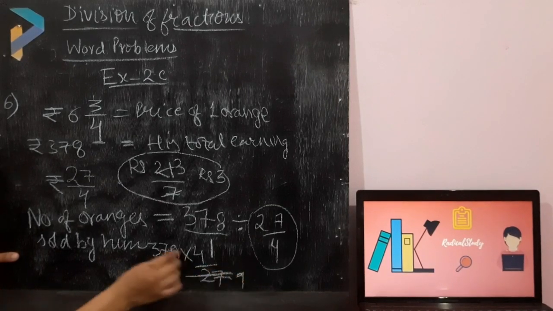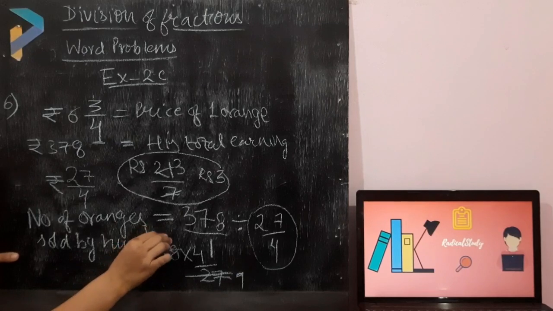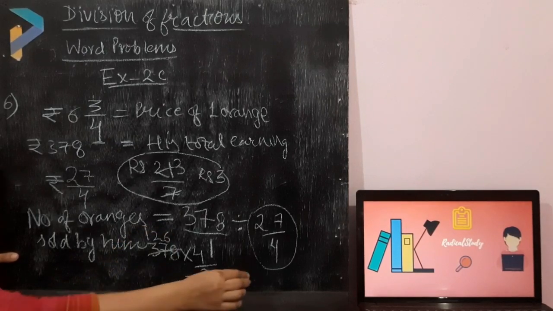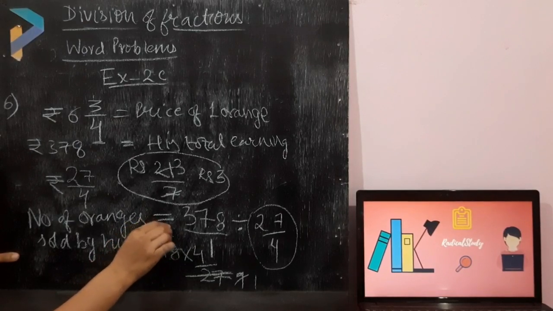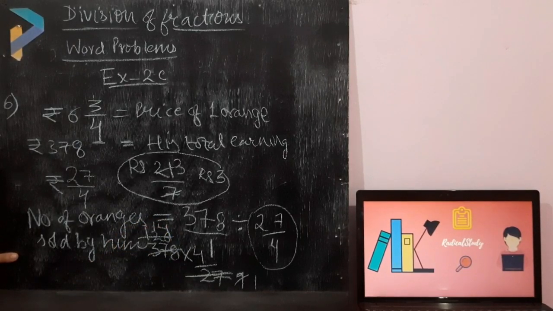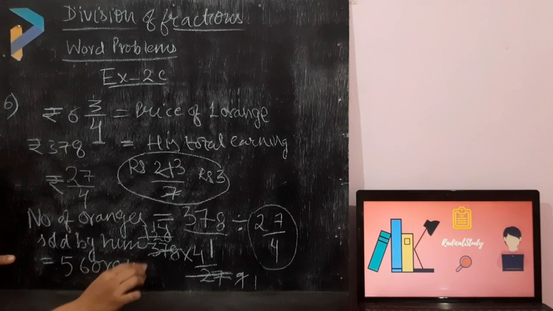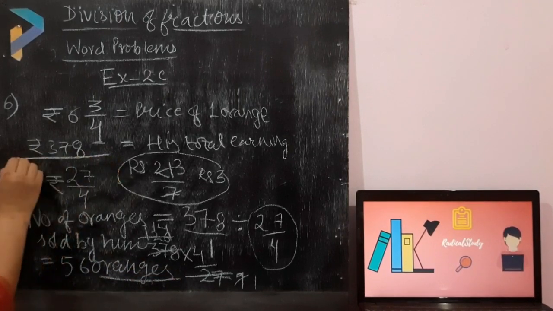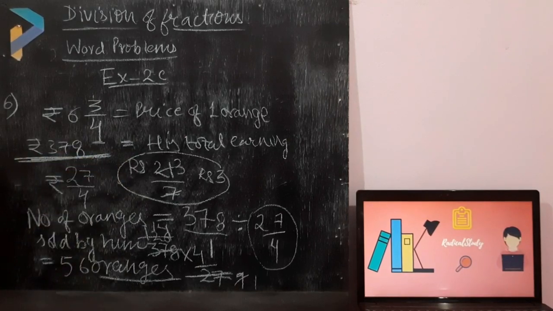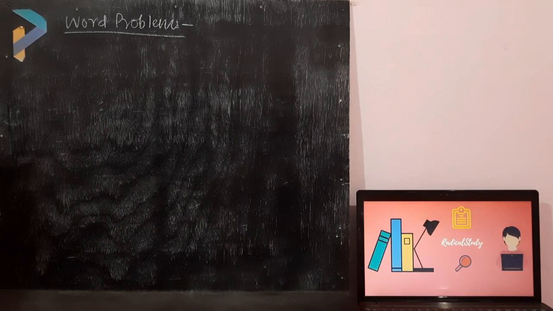Right? Now I am going to simplify it. 3 nines are 27. 3 ones are 3, 3 twos are 6, 3 sixes are 18. Now again 9 ones are 9, 9 fours are 36. Now 14 fours are 56. So how many oranges were sold? 56 oranges were sold and the shopkeeper got ₹378.